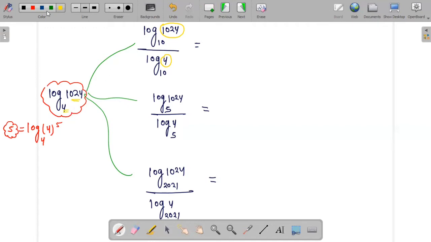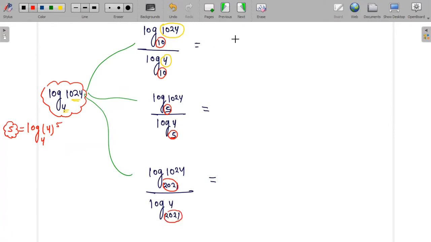But what changes are there? In the first term, you will see that I have taken the ratio of two logs which share the base 10. In the second one, we have the same numbers but on a different base, it is 5. And in the third one, it is base 2021. Let's try to find out their answers.